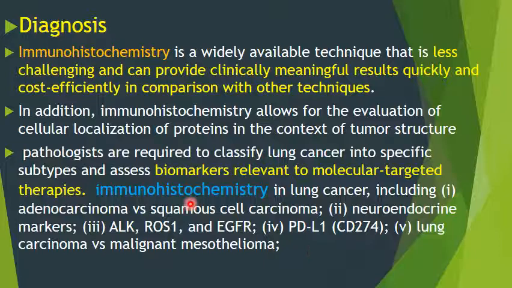Immunohistochemistry in lung cancer includes adenocarcinoma versus squamous cell carcinoma. Neuroendocrine markers are very important to differentiate between small cell carcinoma and other types. ALK, ROS1 and EGFR are genetic markers, genetic mutations, very important for those patients. PD-L1, CD274, and markers to differentiate lung carcinoma versus malignant mesothelioma.